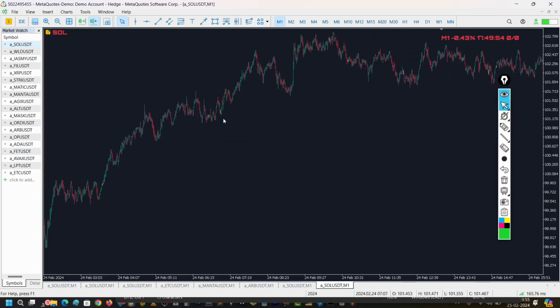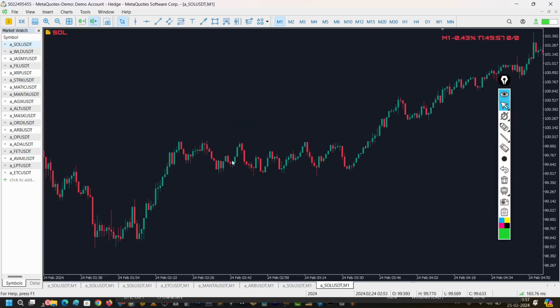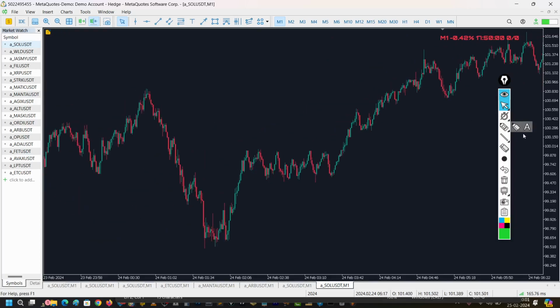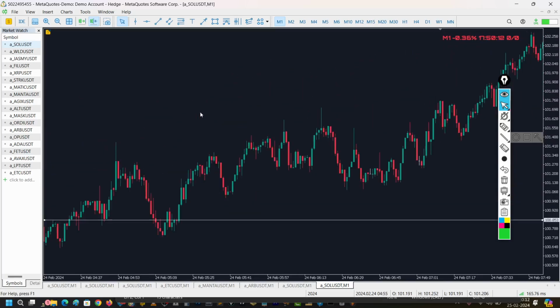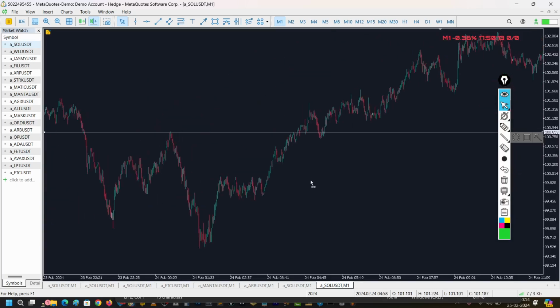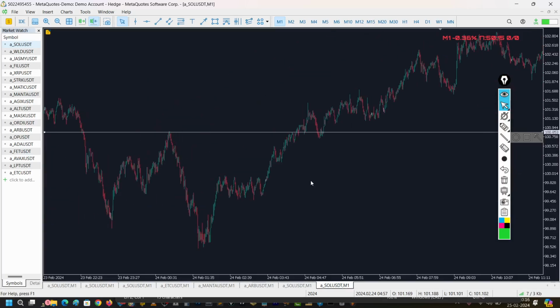So in this case we do the analysis from here, okay. First of all, we have to mark the events. For example, this is an event because it's a breakout. After this breakout, the trend was changed. Now once the trend is changed, we have to find the liquidity, okay.